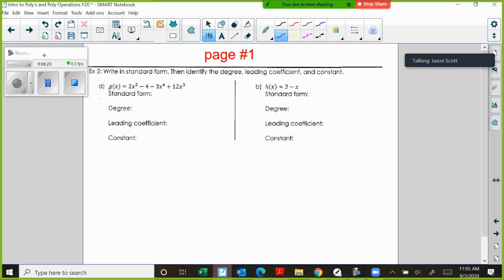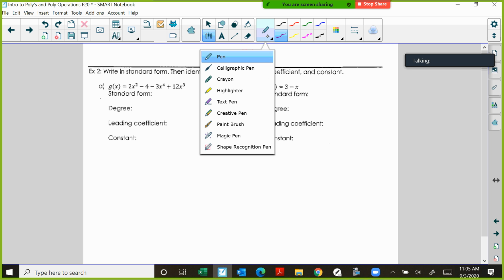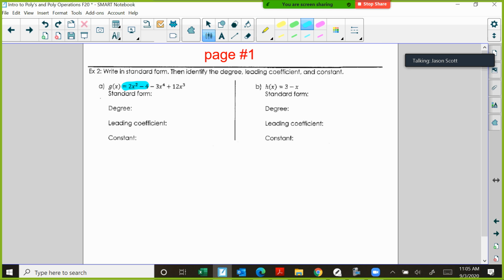All right, so let's move and look at some of this stuff. Write in standard form, then identify the degree, leading coefficient, and the constant. We should still be on page 1. What they're saying is that this information is not in order. When you look at it, you'll see that the 2x squared is in the front, 3x to the 4th is in the middle, and so the highest exponent is not up in the front of the problem.